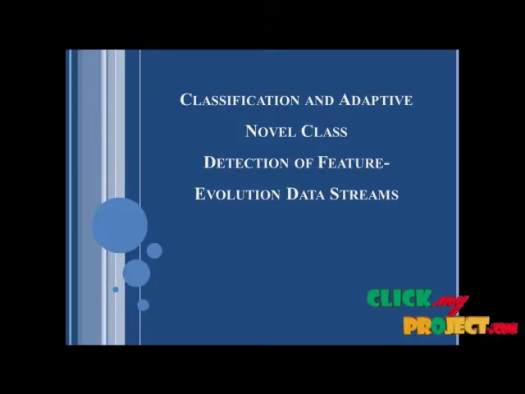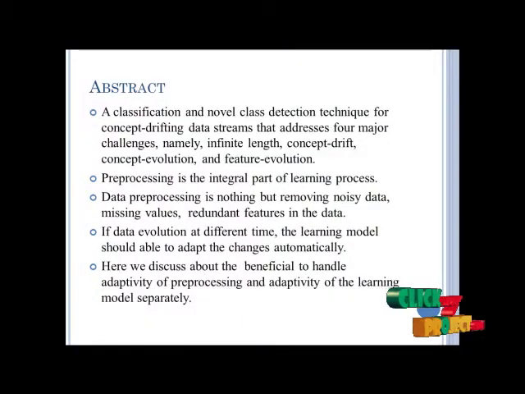Title is Classification and Adaptive Novel Class Detection of Feature Evolution in Data Streams. Abstract: A classification and novel class detection technique for concept-drifting data streams that addresses four major challenges, namely infinite length, concept drift, concept evolution, and feature evolution.